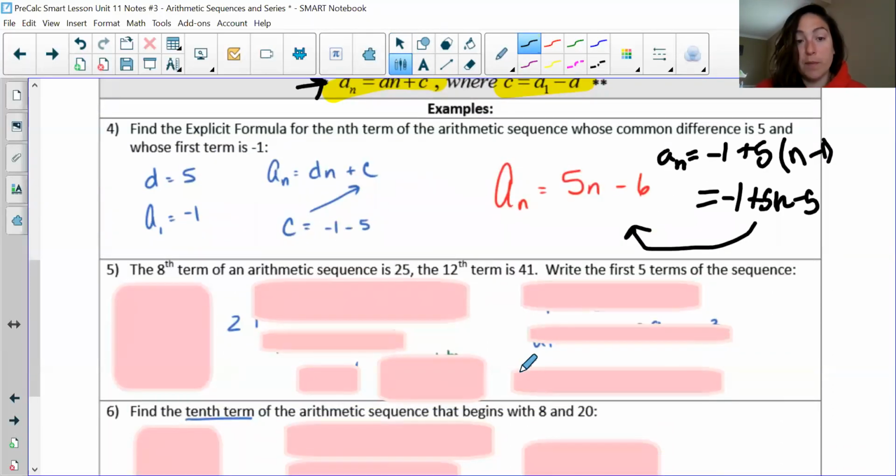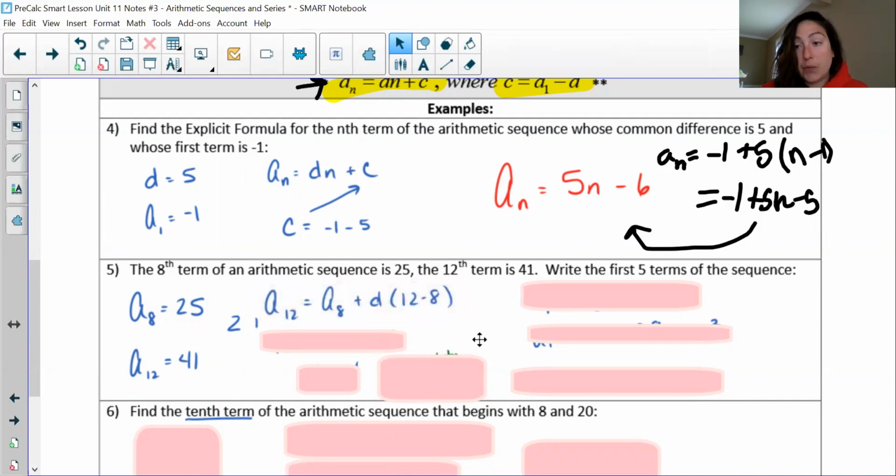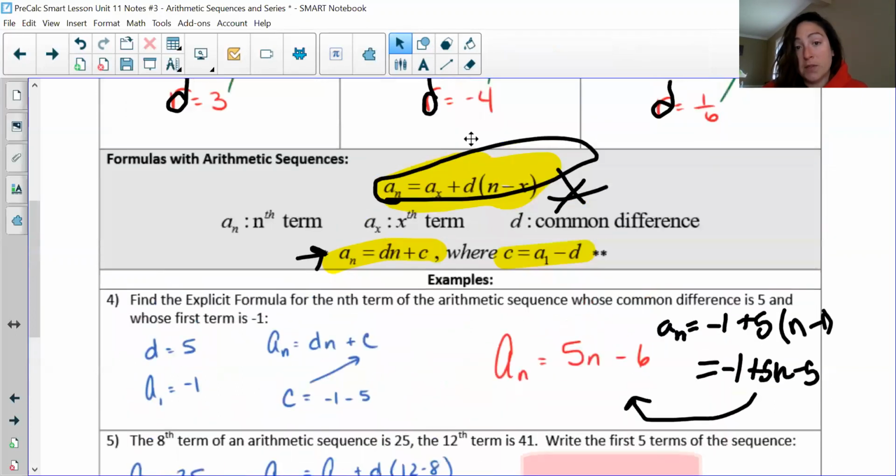Okay, the 8th term of an arithmetic sequence is 25, and the 12th term is 41. Write the first 5 terms of the sequence. So let's see here. We know that a sub 8 is 25 and a sub 12 is 41. Using the formula from above, I can say a sub 12 is equal to a sub 8 plus d times 12 minus 8. And again, I'm just using this formula right here.